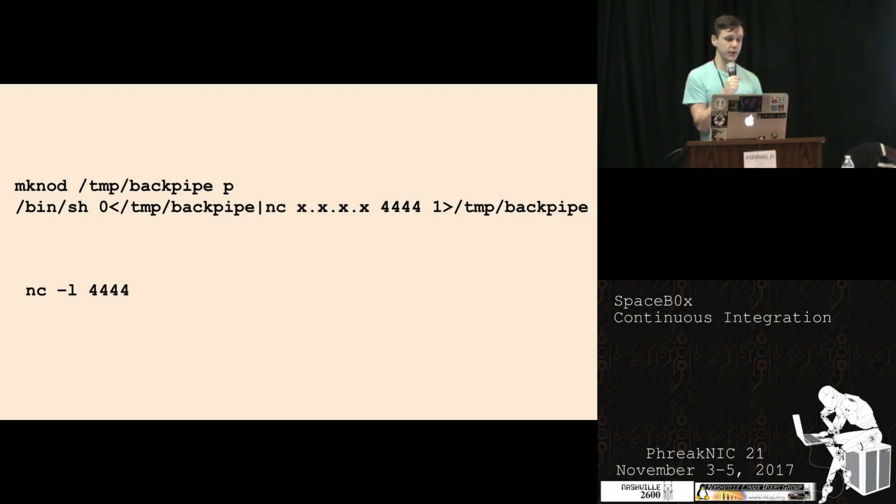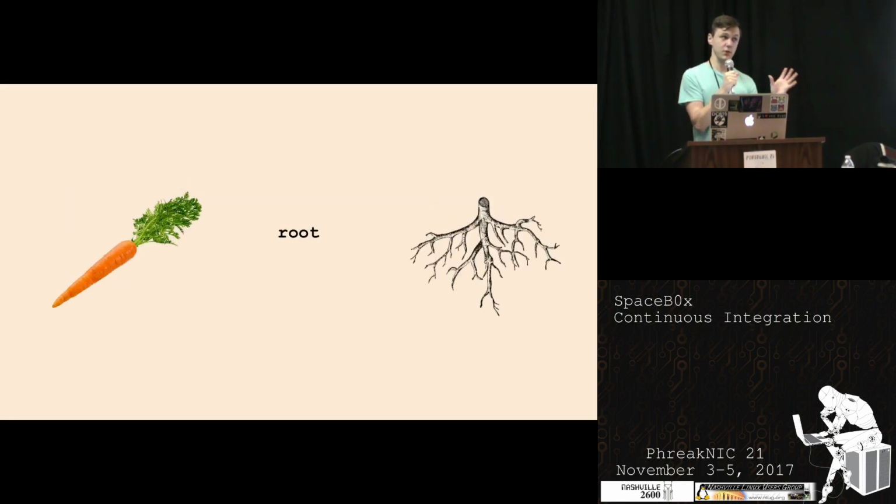So I did something like this in the command section to do a backpipe, and then pipe netcat back over it to my little control server where I'm listening on a port. And so then from there, you're able to get root because most of these systems inherently run with root privileges.